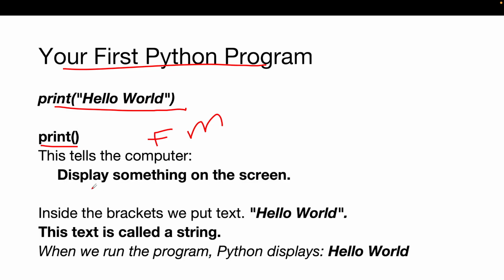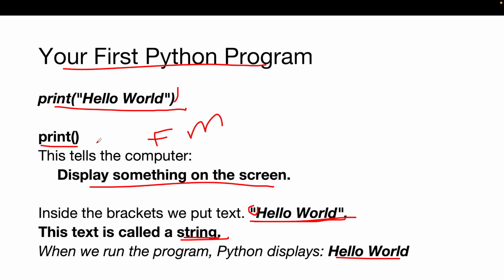This tells the computer to display something on the screen. The print function in Python is telling the computer to print something on the screen, to display something on the screen. Inside the brackets, we see this text. The text is called a string. Whenever you see double quotes with text inside of it, in programming it is called a string. It's not going to display the double quotes, and it's not going to display the parentheses. Python does away with all the programming code and just displays the text whenever you use the print function.